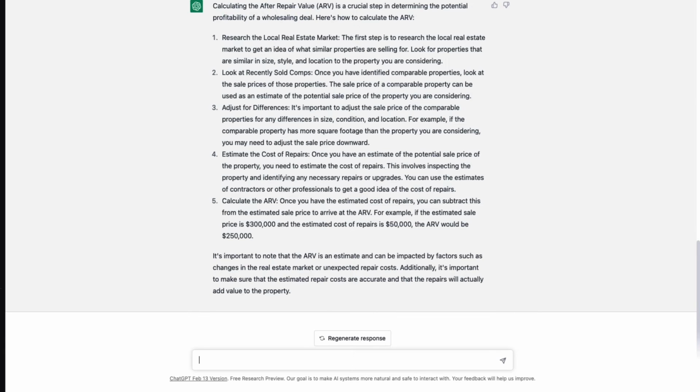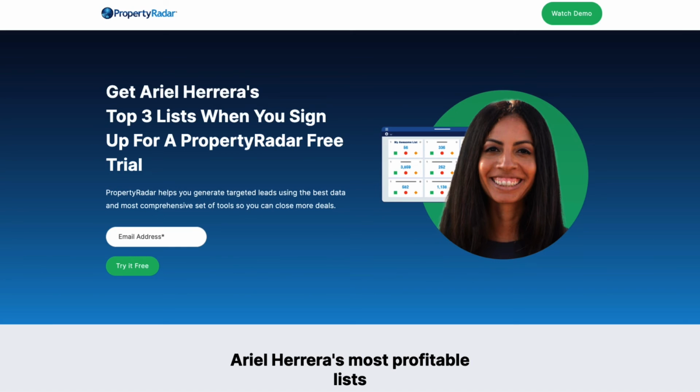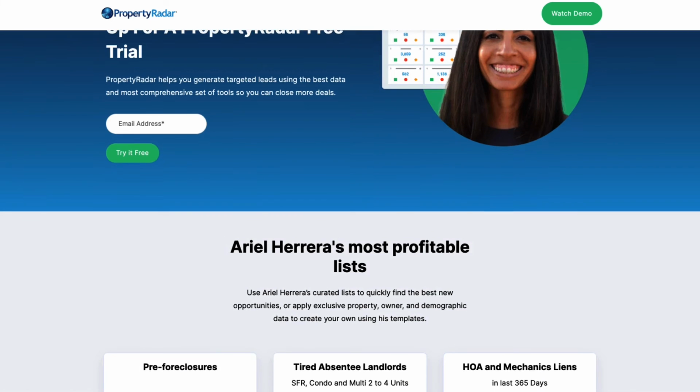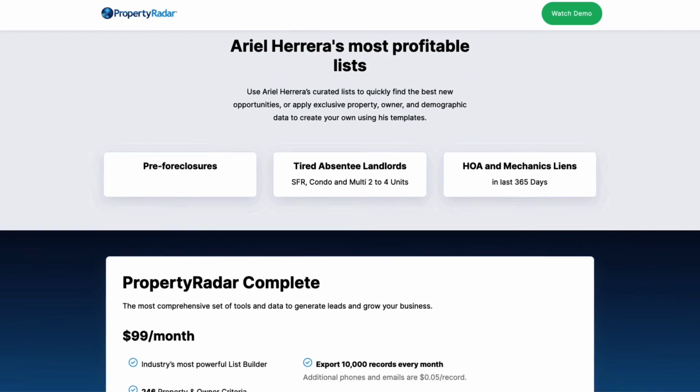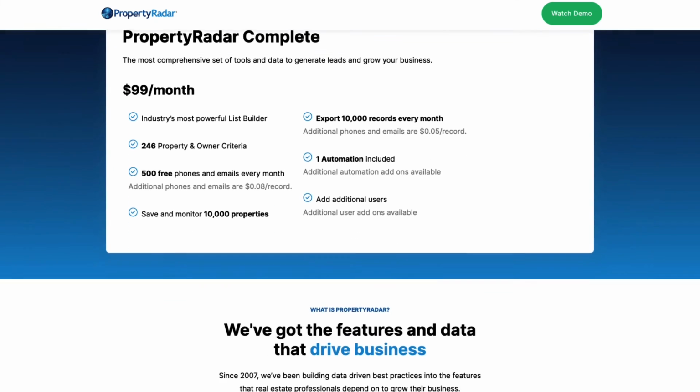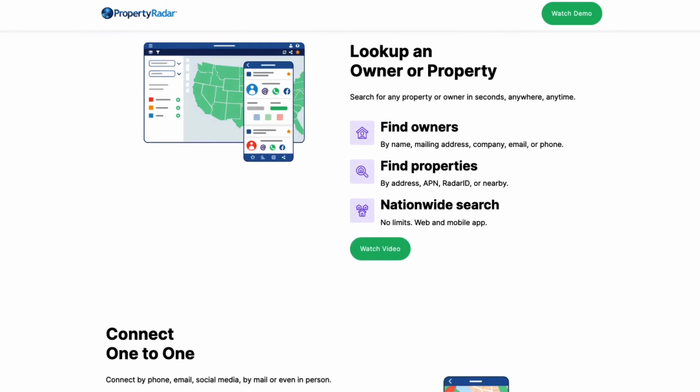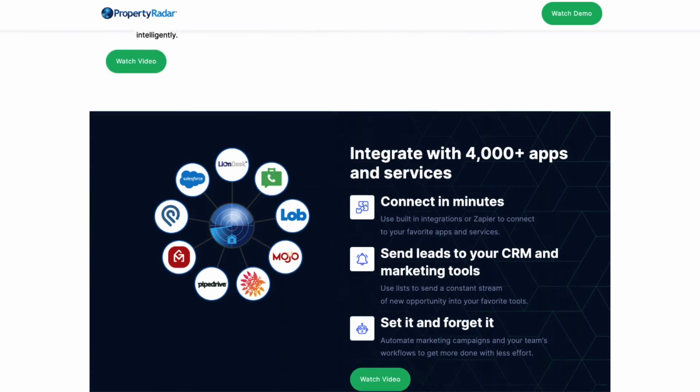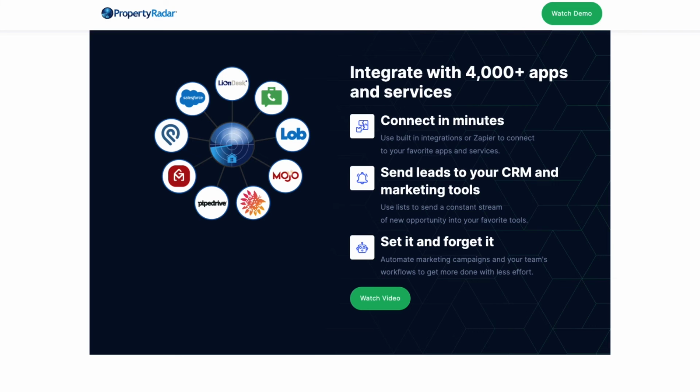Fifth step, calculate the ARV. So once we've estimated cost of repairs, we can subtract this from the estimated sale price to arrive at ARV. For example, if the estimated sale price is $300K and estimated cost of repairs is $50K, the ARV would be $250K. Now there are tools that can help us calculate this so that we don't have to keep all of the math in our head. And I'm going to have future videos using Property Radar on how we could utilize the tool to find deals and to be able to evaluate them as well.